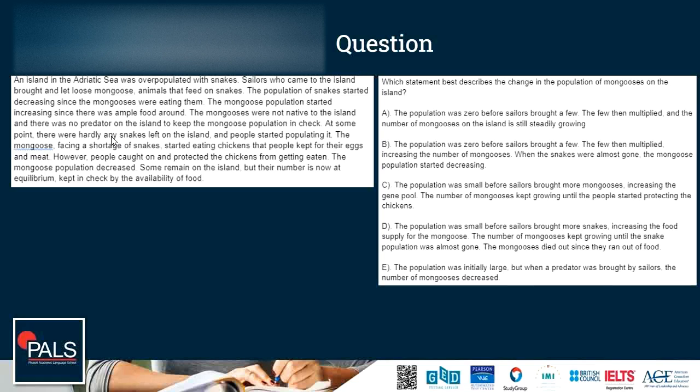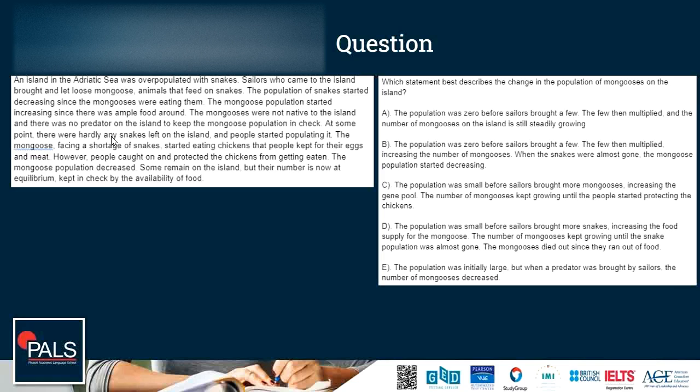C and D start with the sentence, or with part of the sentence, that the population was small before the sailors brought more mongooses. Okay, D even says more snakes, so not more snakes were brought, but C can be excluded since there were no mongooses before the sailors brought any. So there was no population of mongooses before the sailors brought mongooses. So it's either A or B.